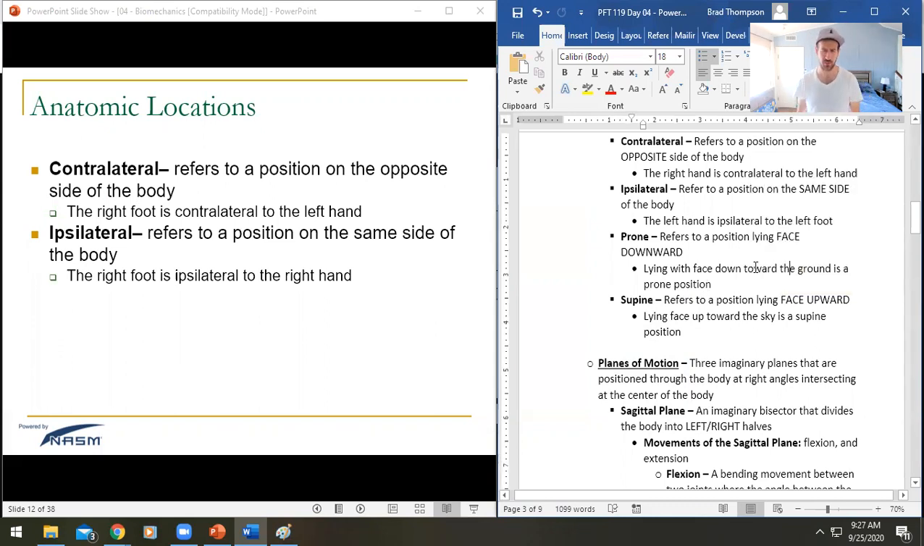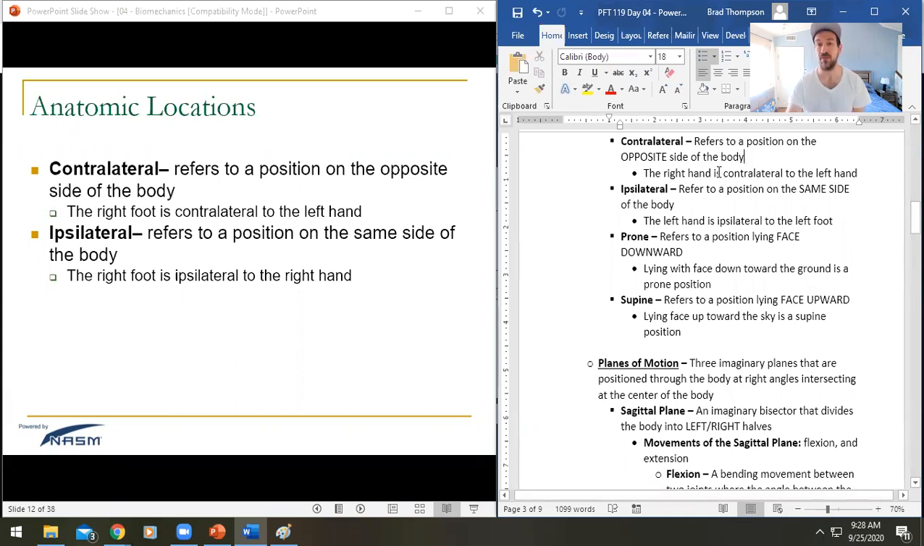Okay, so our special terms, our weird ones, are going to be contralateral and ipsilateral. Contra means, like you're contradicting someone or it's contrary, it's opposite. And so contralateral refers to a position on the opposite side of the body. So your right hand is contralateral to your left hand. Total opposite sides. Then you've got ipsilateral. Ipsilateral refers to a position on the same side of the body. So like, right hand, right foot.